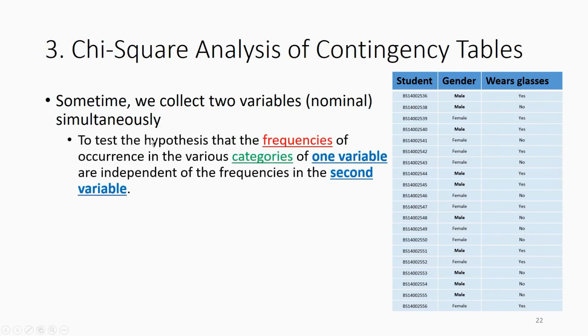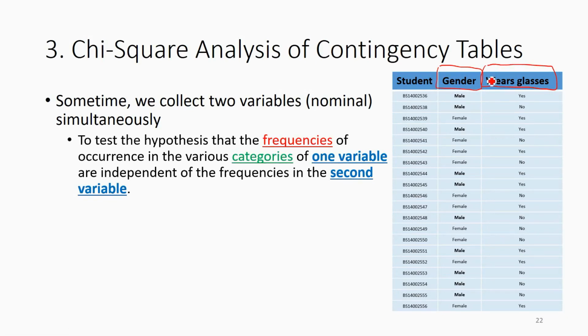So the purpose of this test is to test the hypothesis that the frequency of occurrence in the various categories of one variable are independent of the frequency of the second variable. So the variables, or you might say factors, depend.